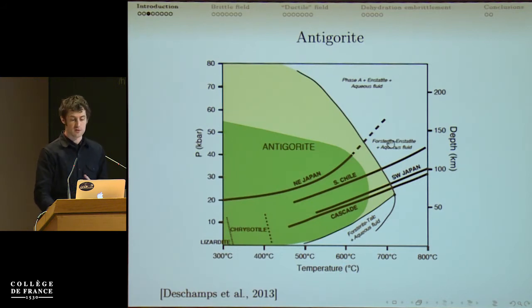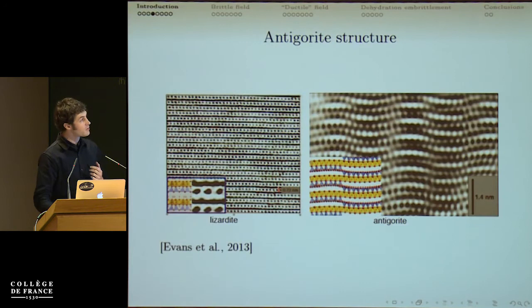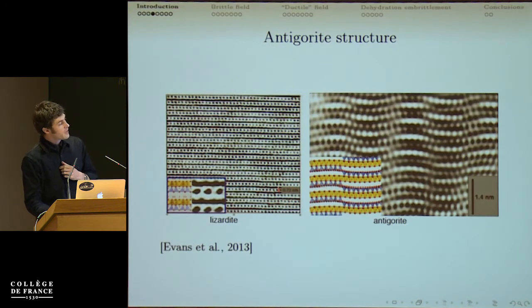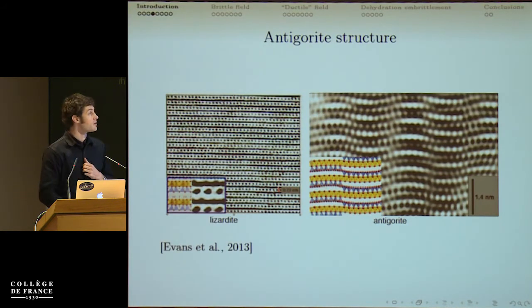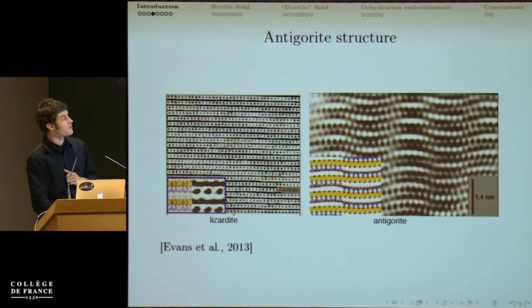So there are several questions about antigorite. What do we care about? The first thing is the crystal structure. It's very different from lizardite. Lizardite is on the left. These are high-resolution TEM images, which I took from a paper by Evans, 2013.